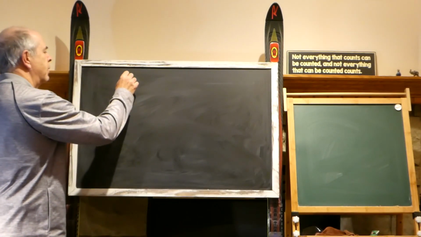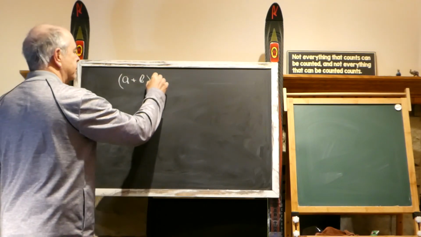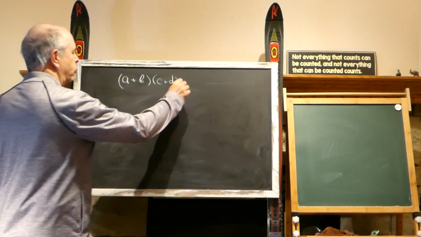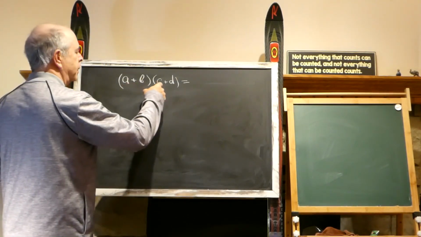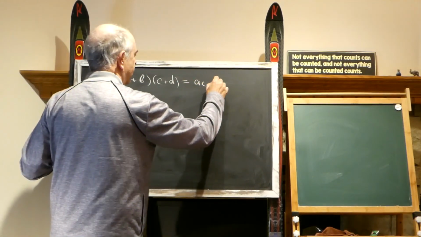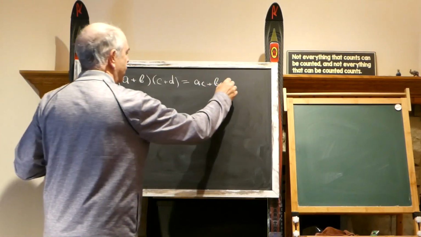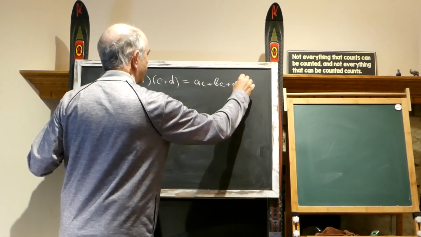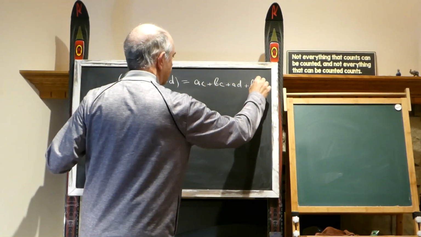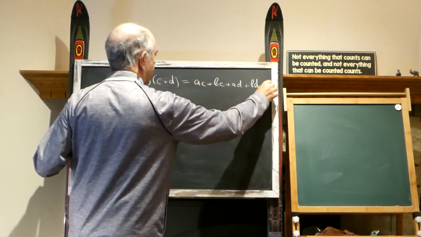For example, you have to be absolutely fluent to do this. You have to be fluent to say that (A plus B) multiplied by (C plus D) is AC plus B multiplied by C plus A multiplied by D and plus BD. You have to be absolutely fluent with this transformation.